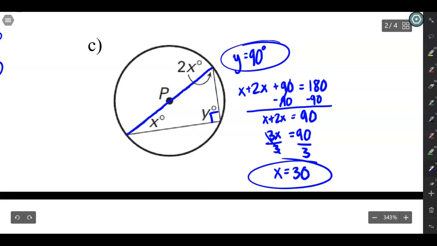So in this case, our x is equal to 30, which means that this bottom right angle in my triangle is 30 degrees, and the bottom left is 30, top right is a 60-degree angle.